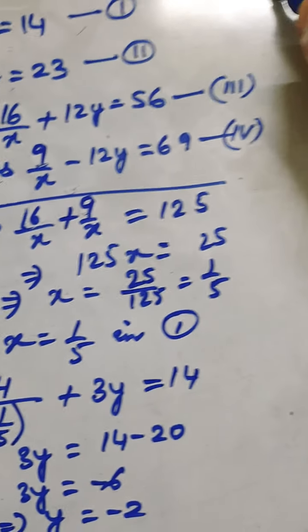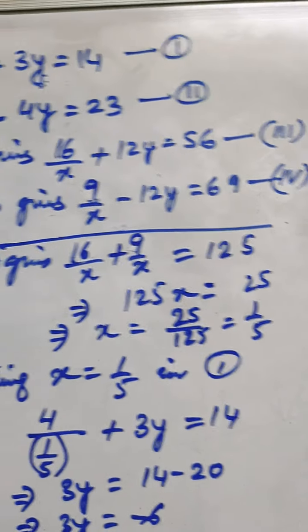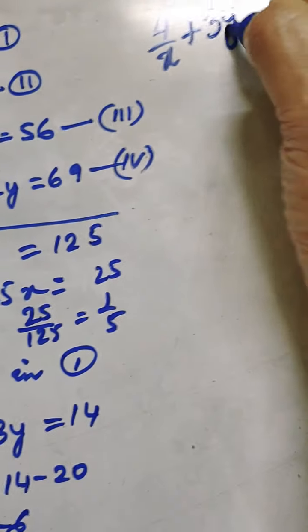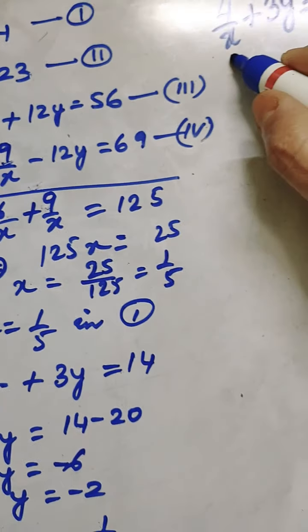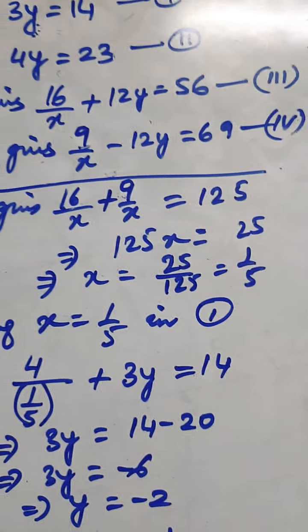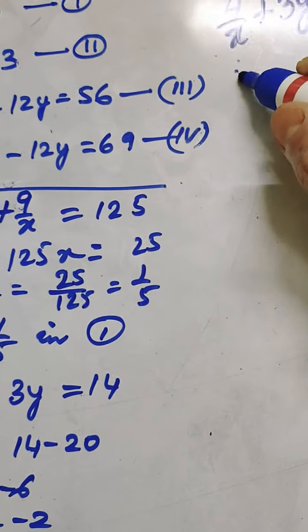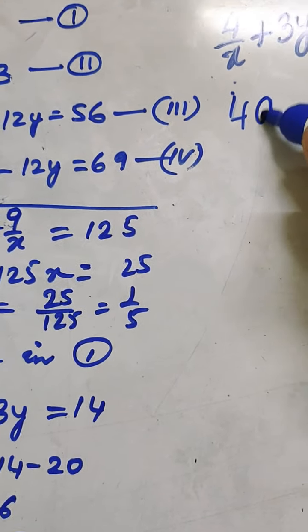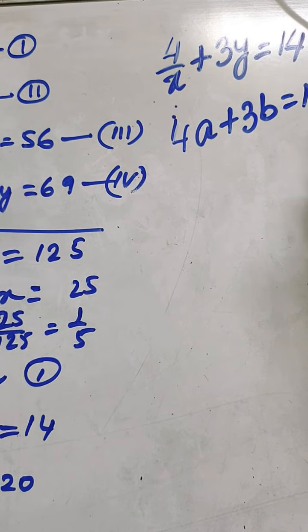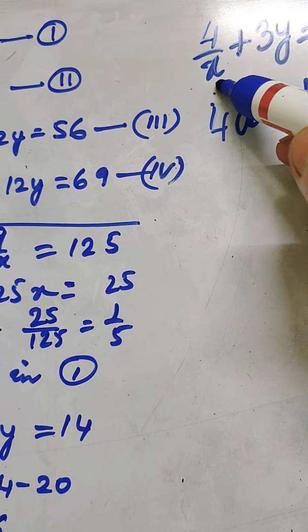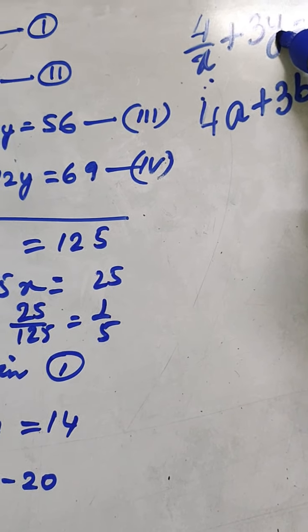Now 4 by x plus 3y equal to 14. So if you want to reduce, then you can take here 1 by x as a. Thus you will get here 4a plus 3b equal to 14. That time if you write 1 by x equal to a, then you write y equal to b.